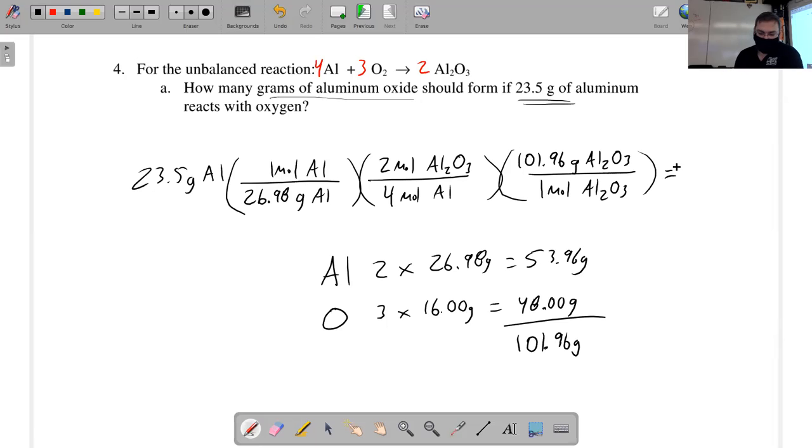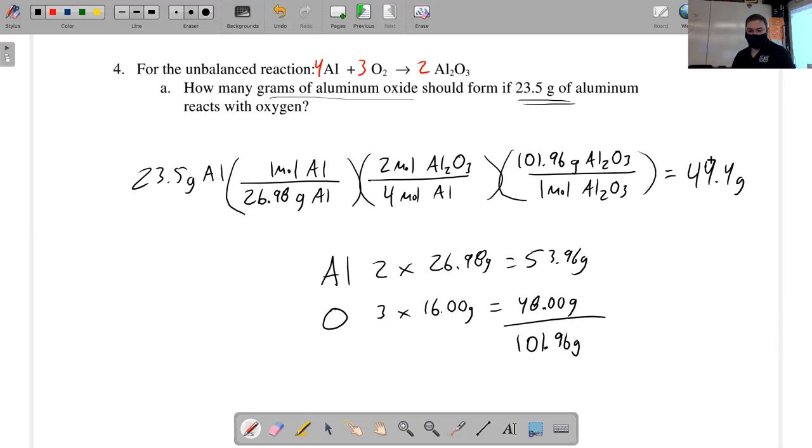All right, so then altogether the math is 23.5 divided by 26.98. That'll be pretty close to a mole. Times 2 divided by 4, it's close to half a mole. Times 101.96, it's going to be somewhere around 50 or so. Maybe a little less than 50. 44.4.